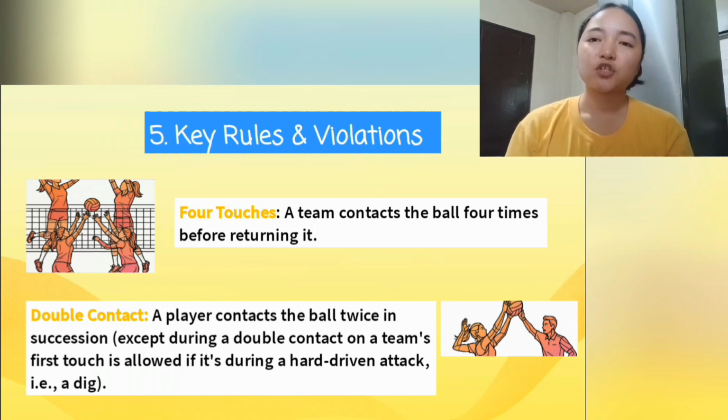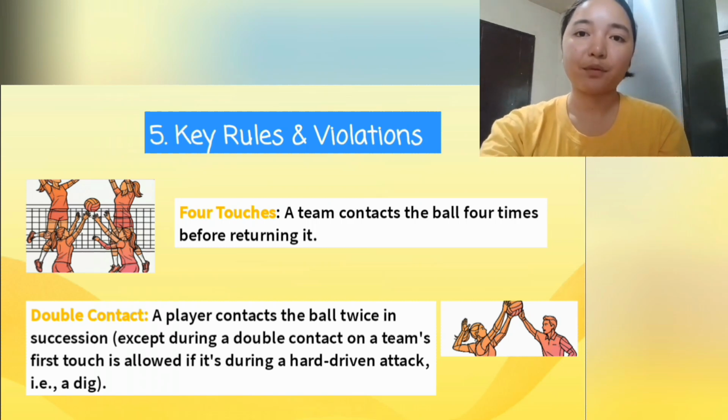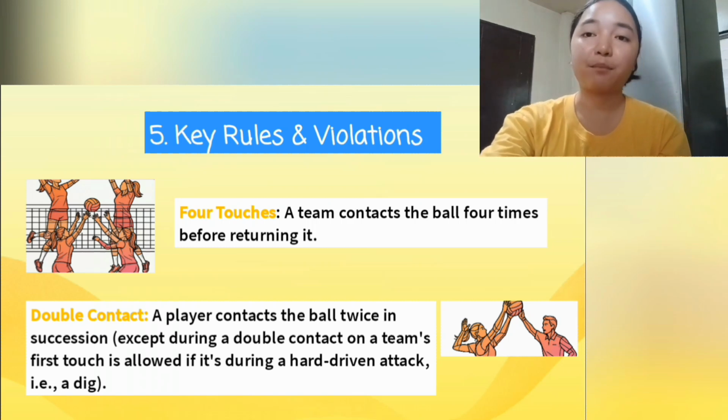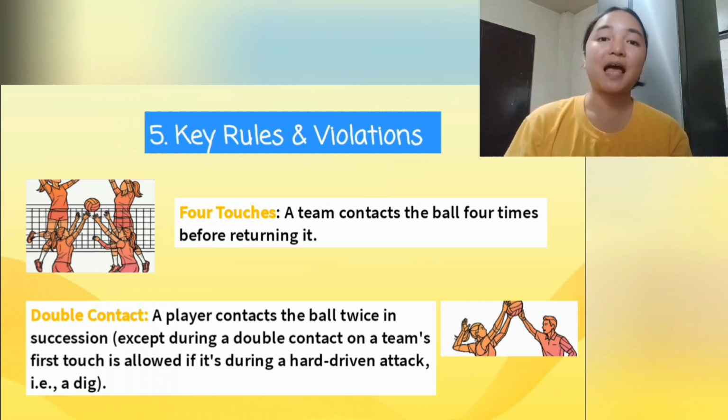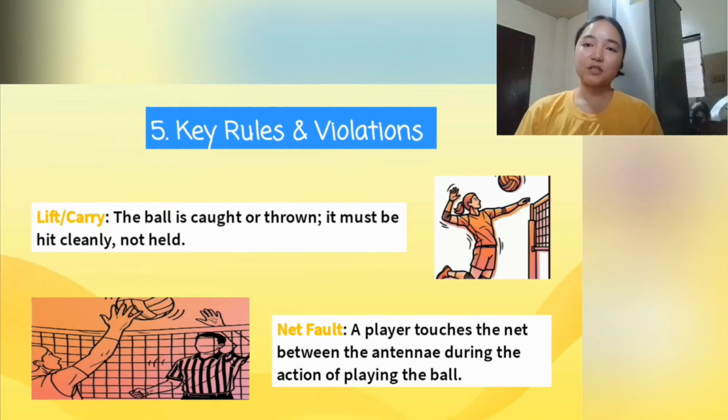So for example, if a player sets the ball and hits it with their hands two times separately, it is a double contact. But if a hard spike hits a player's arms and bounces unevenly on the first touch, it is allowed. Next, we have lift or carry.